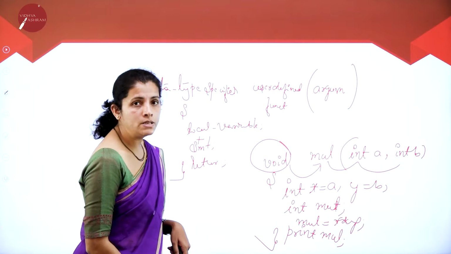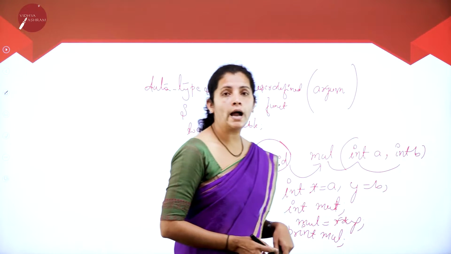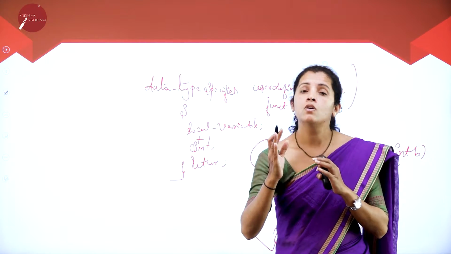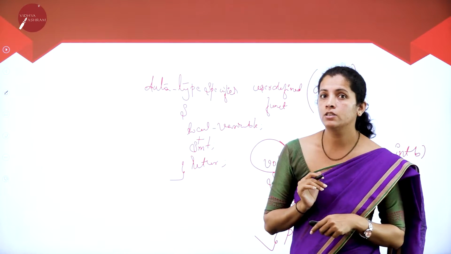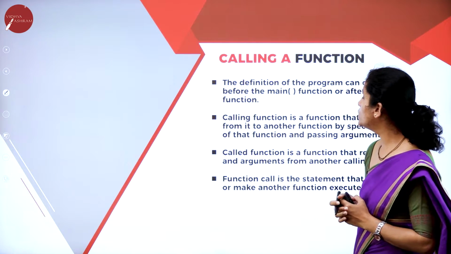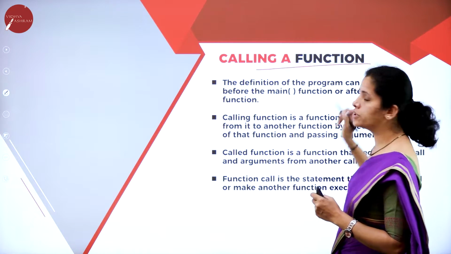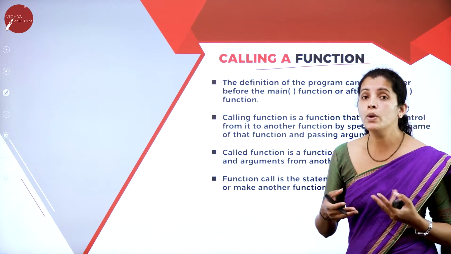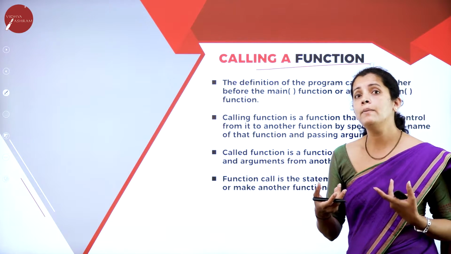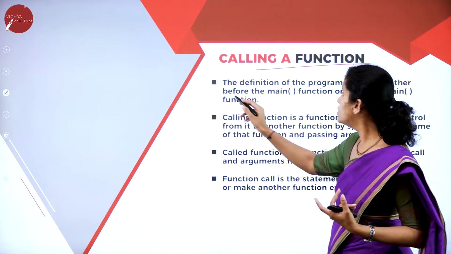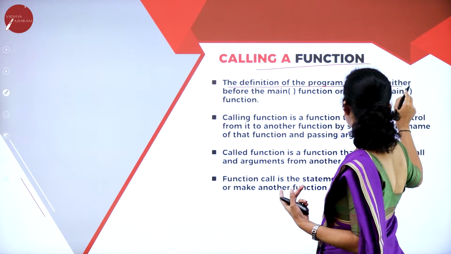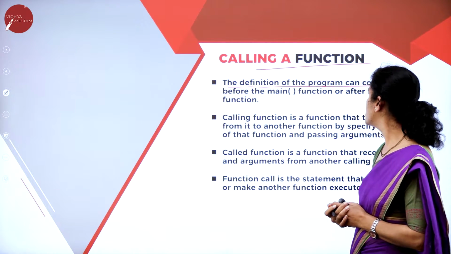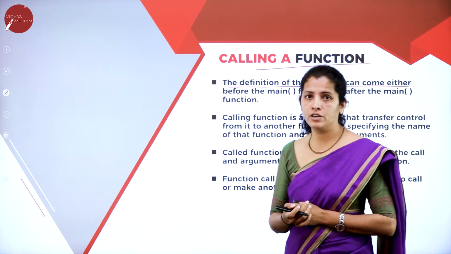Now the responsibility of the compiler is to identify the function name which belongs to a particular function. Moving further, I'm going to have calling a function. Now I want to call my function in my main program. So the definition of the function can come either before the main function or after the main function.